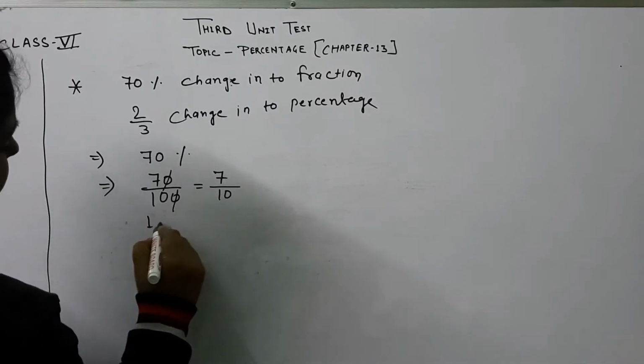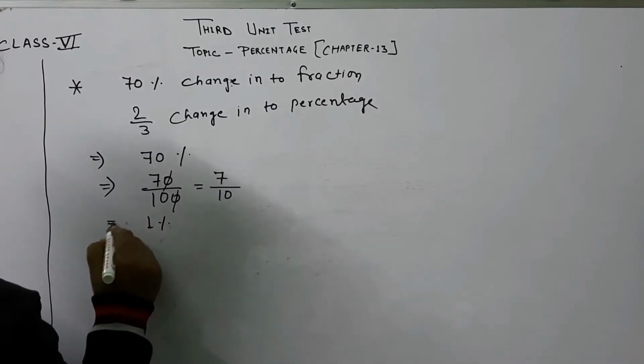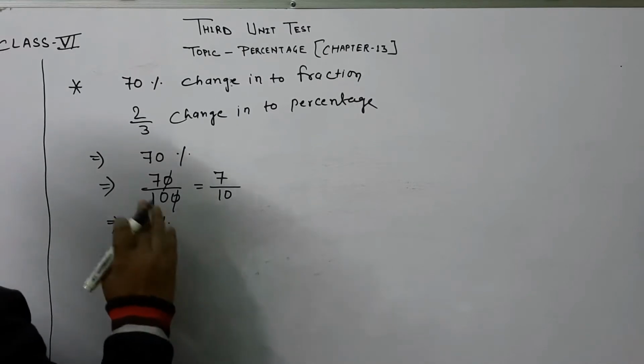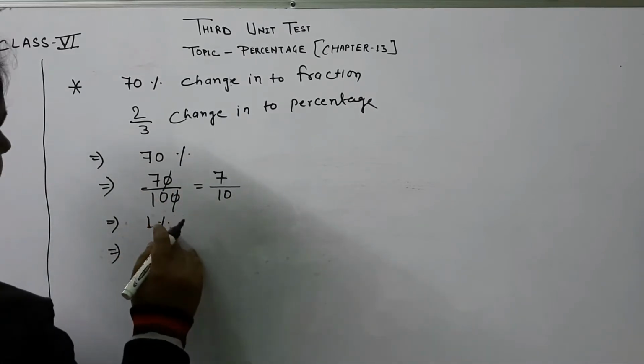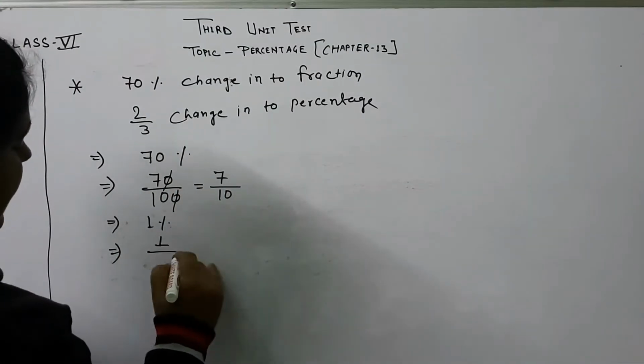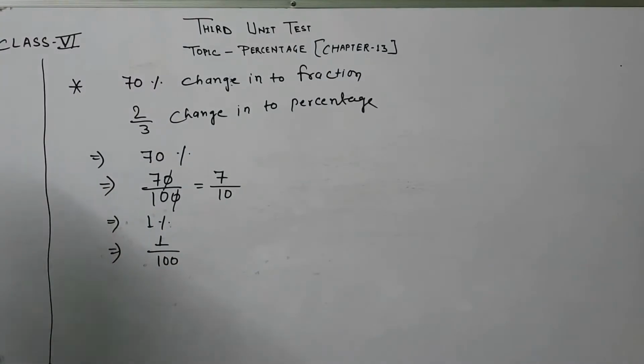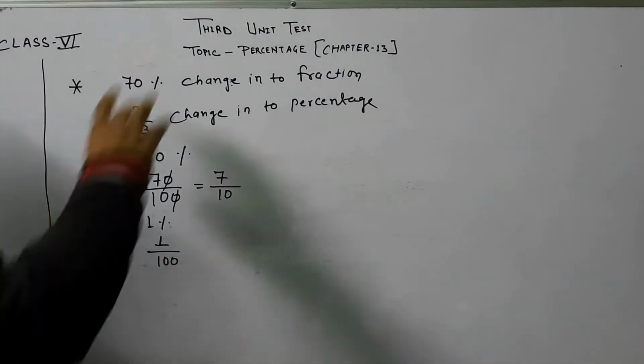Now take the next example. Suppose it is 1%. So how do we convert this into a fraction? What I told, percentage means per 100. So 1% means 1/100. And that is the fraction form. Okay.